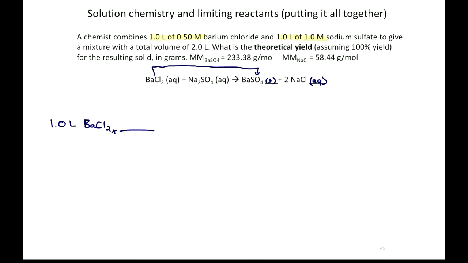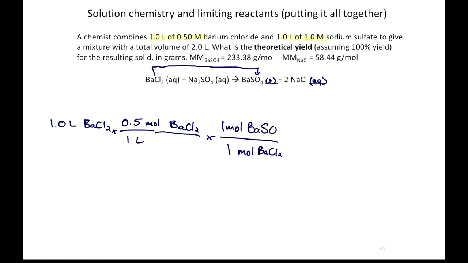Basically I'm figuring out, if all of that barium chloride reacts to make barium sulfate, how much do I make? So 1 liter of barium chloride, the concentration here is half molarity, so 1 liter is 0.5 moles of barium chloride. And then I see it's just a nice 1-to-1 ratio. 1 mole of barium chloride is 1 mole of barium sulfate, which is our solid that we're focusing on here. And then I can use the molar mass of barium sulfate that's given. 1 mole of barium sulfate, BaSO4, is 233.38 grams, equals something.